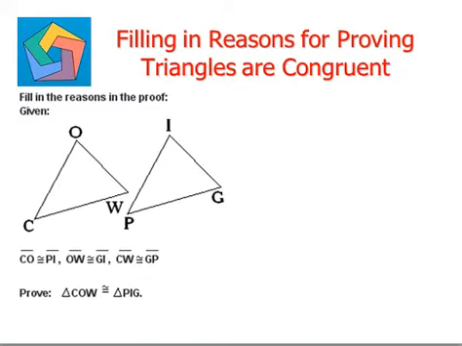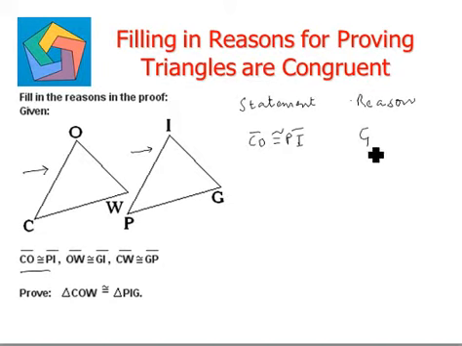Fill in the reasons in the proof and we're given two triangles, that is triangle COW and triangle PIG. So in our two-column proofs, the headings are statement and reason, and let's see, we're given CO is congruent to PI, that is the two sides are congruent. This is given to us. Then the second is OW, that is side OW is congruent to side GI. This is also given to us.